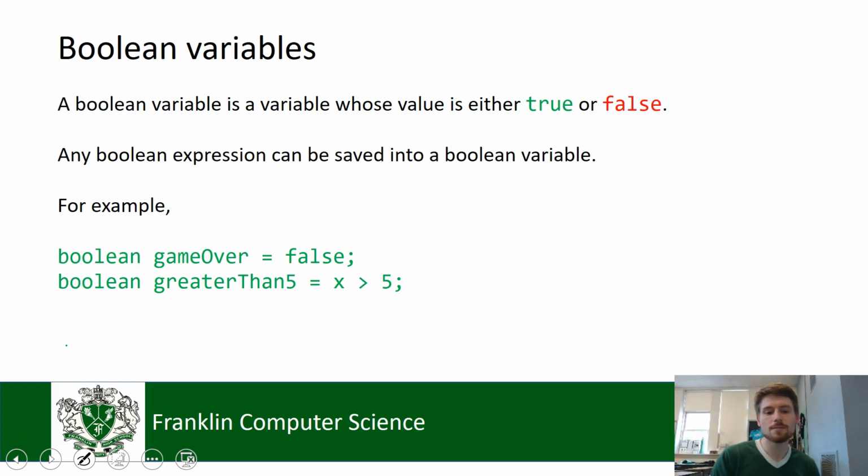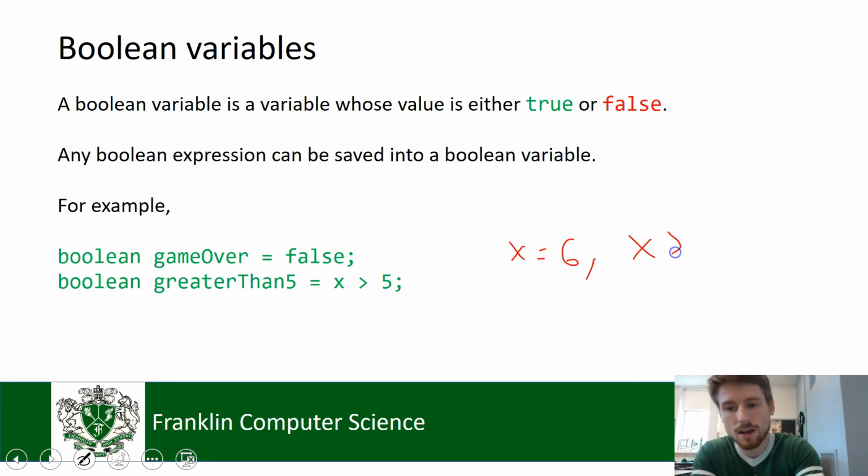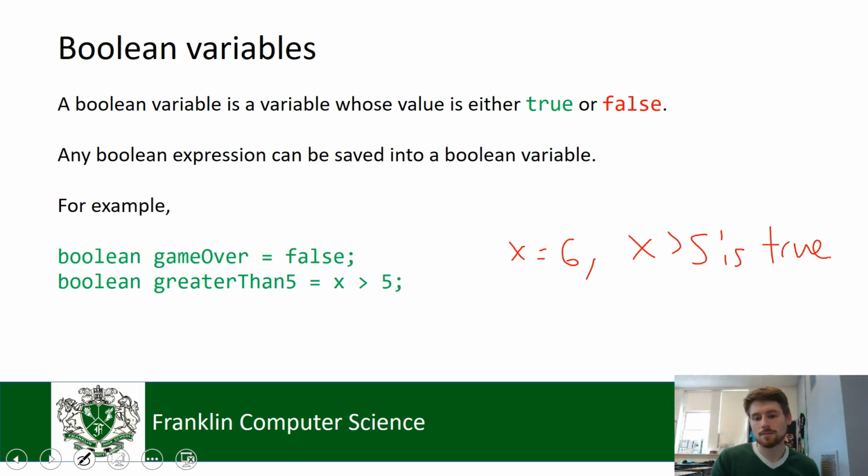Boolean greaterThan5 equals x greater than 5. This is going to take whatever x is, compare it to 5, and then assign true or false to greaterThan5 as a result of the comparison. So if x equals 6, then x greater than 5 is true, and so greaterThan5 would be true. And if x was less than 5, then greaterThan5 would be false. Okay.